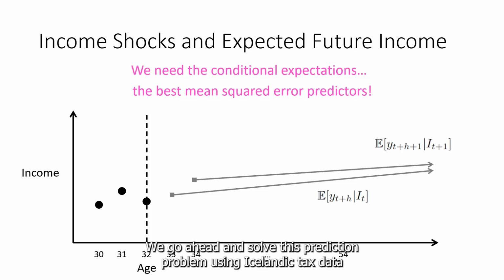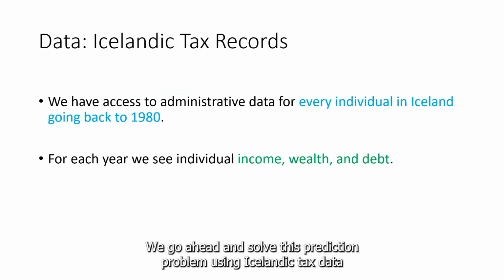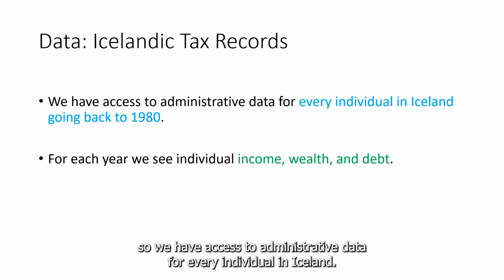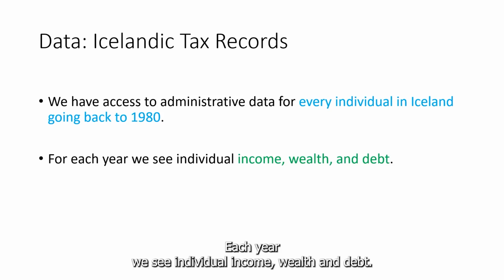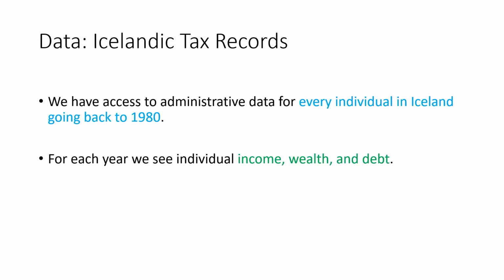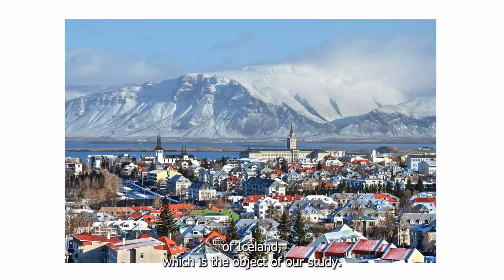We go ahead and solve this prediction problem using Icelandic tax data. So we have access to administrative data for every individual in Iceland going back to 1980. For each year, we see individual income, wealth, and debt. Here's a picture of Iceland, which is the object of our study.